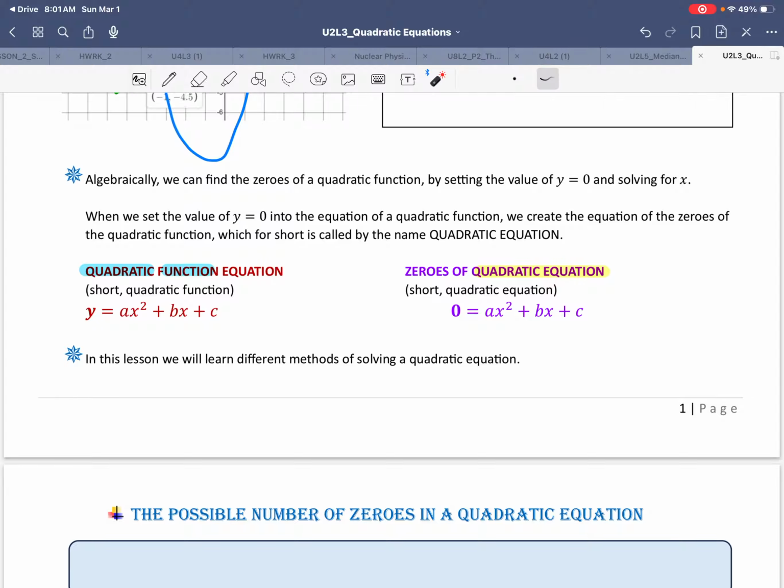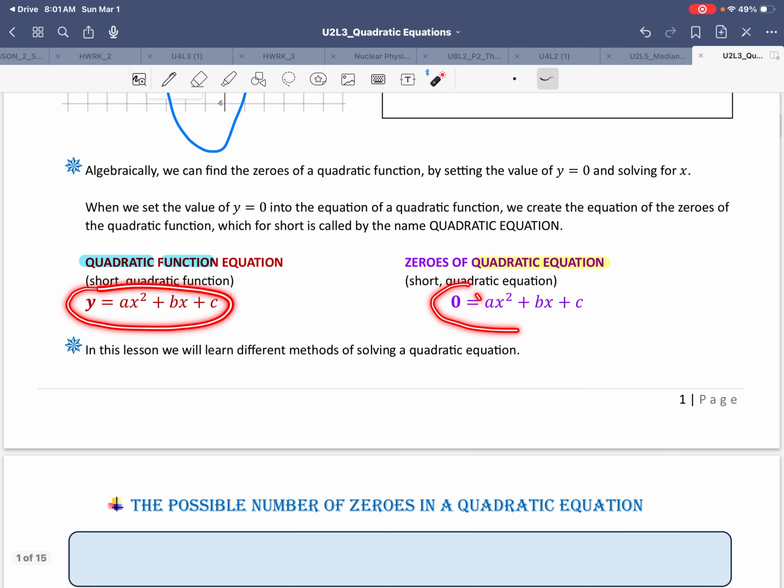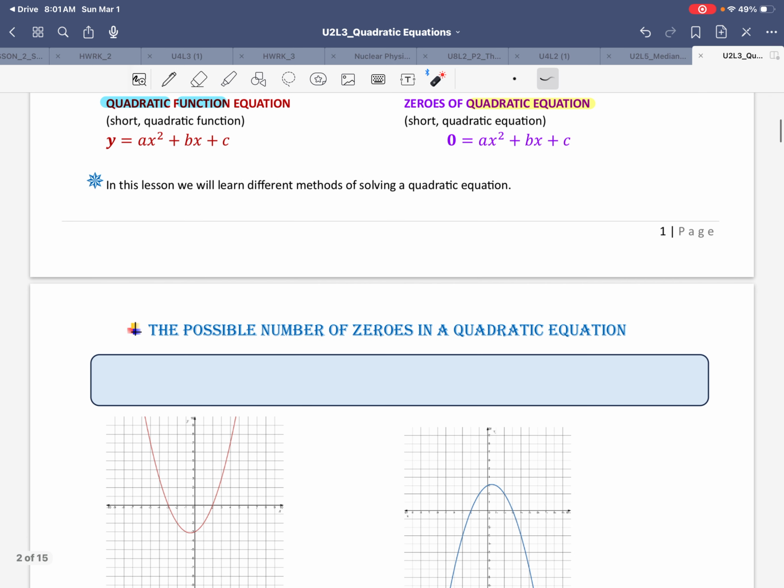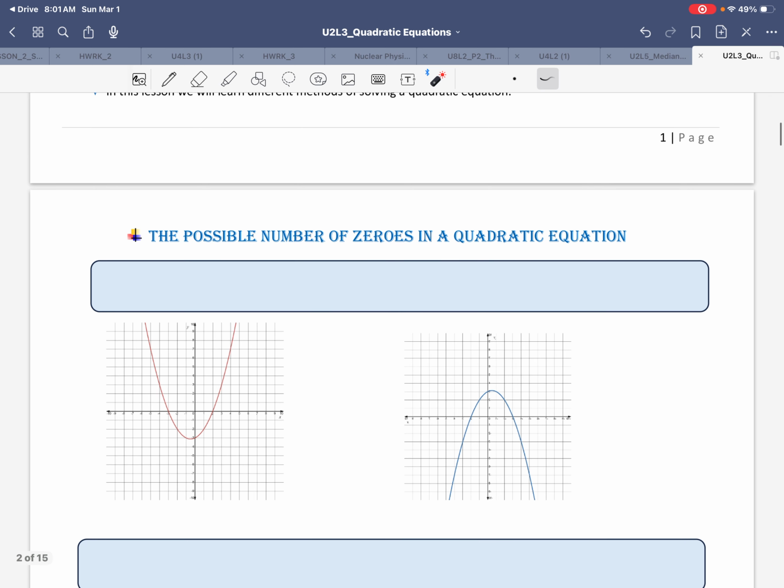And one way to actually remember this is to understand that this has an infinite number of solutions and this has a limited number of solutions. And we're going to talk about the possible number of solutions next.